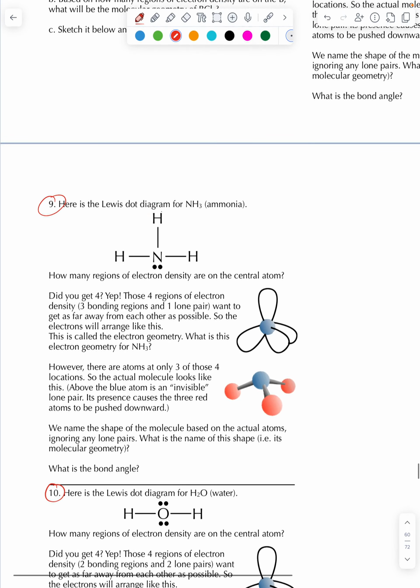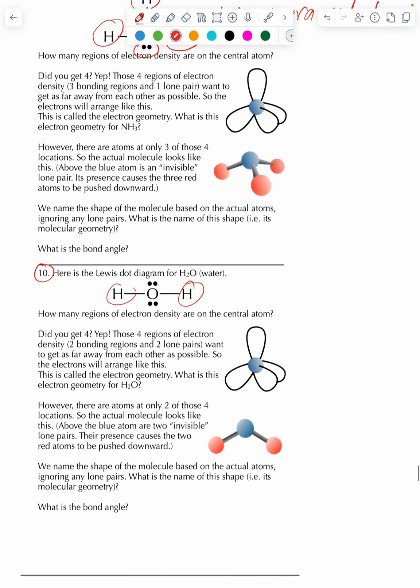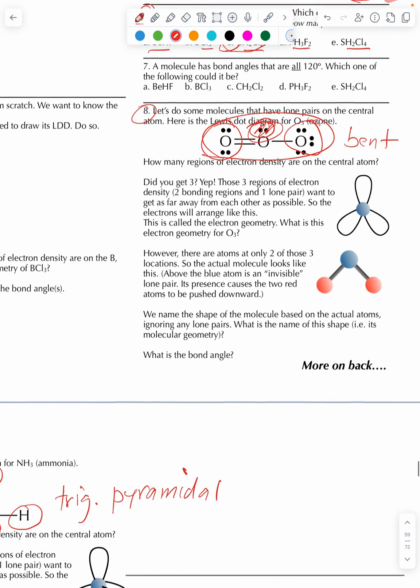How about this one? There are 3 atoms attached. But there's a lone pair, so that's not going to be trigonal planar. You should know that's trigonal pyramidal, not bipyramidal, but trigonal pyramidal. Based on the Lewis diagram, you should be able to look at that and go, oh, obviously trigonal pyramidal. How about 2 atoms attached and 2 lone pairs on the central atom? That's the other bent.